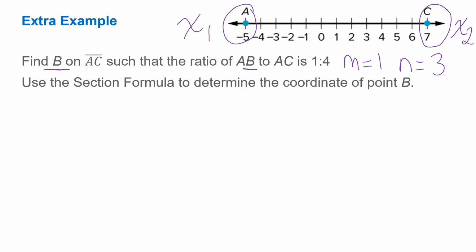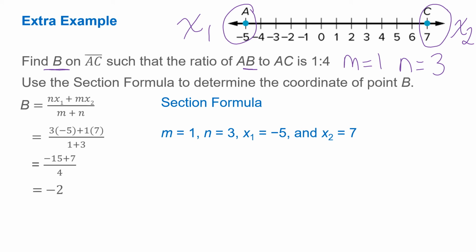So now that we have all of the information, we're going to substitute these into the section formula. So M is 1, N is 3, X1 is negative 5, and X2 is 7. When we substitute those values in, we're going to multiply 3 and negative 5, which gives us negative 15, 1 and 7, which gives us 7, and in the denominator, 1 plus 3 is 4. Negative 15 plus 7 is negative 8, and negative 8 divided by 4 is negative 2. So point B is located at negative 2 on the number line.